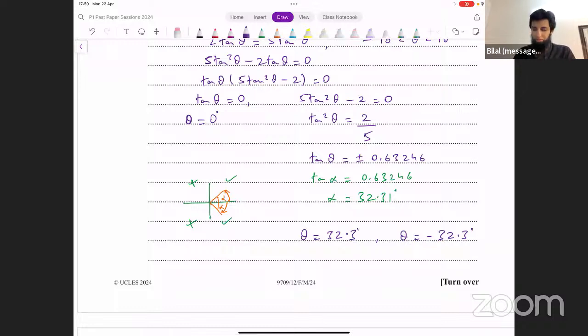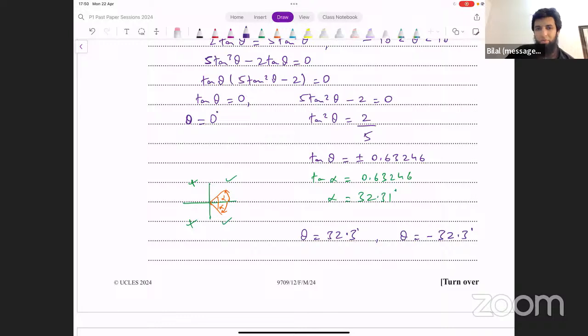The three answers to the solution: 32.3, minus 32.3, and 0. These are three possible answers that we get for this. All right.